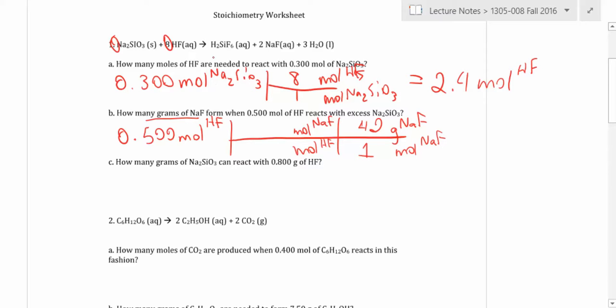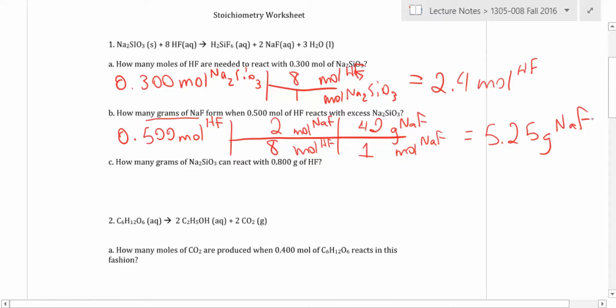Moles of HF to the moles of NaF, I come here. NaF is 2. HF is 8. Okay, so that's what I'm going to use there. Mole and mole relationship, I always go to the balanced chemical equation. Okay, what did that come out to be? 5.25 grams of NaF. Okay.